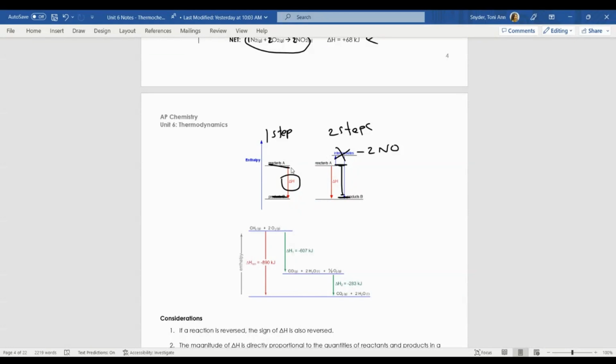So notice how regardless of pathway, if it happens in one step or if it happens in two steps, the difference is always reactants to the products. This is what we mean by a state function, okay?